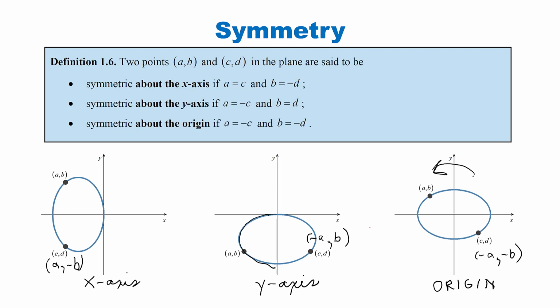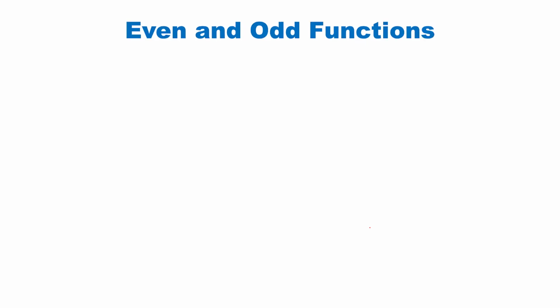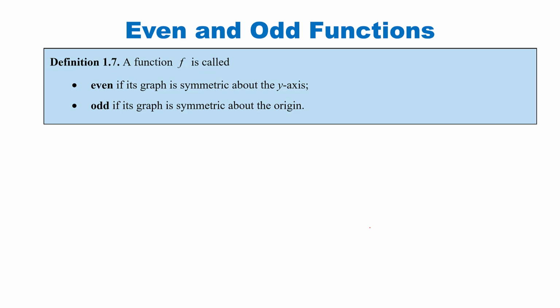In this last example, we actually don't have graphs of functions here. We have graphs of relations. But from now on, we'll only have graphs of functions, at least for this part of the course. So we're going to look at a function f being called even if its graph is symmetric about the y-axis, and odd if its graph is symmetric about the origin. So we just looked at symmetry about the y-axis, symmetry about the origin.